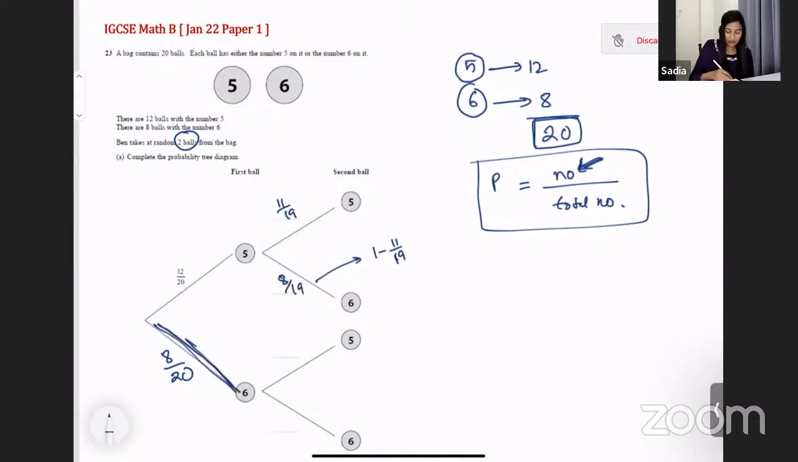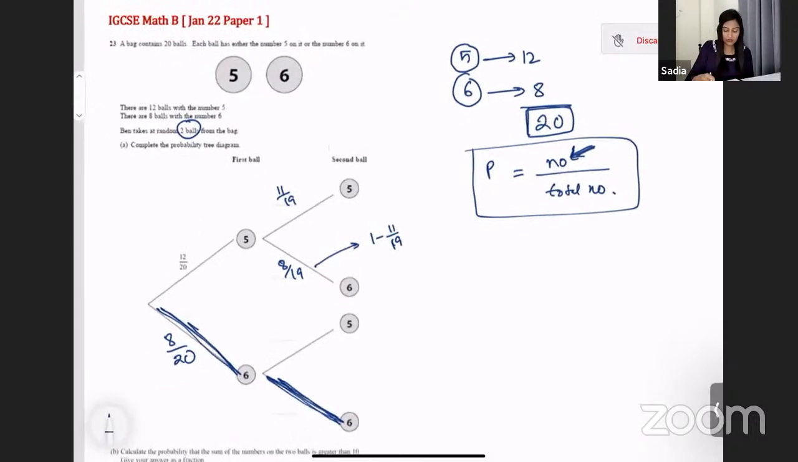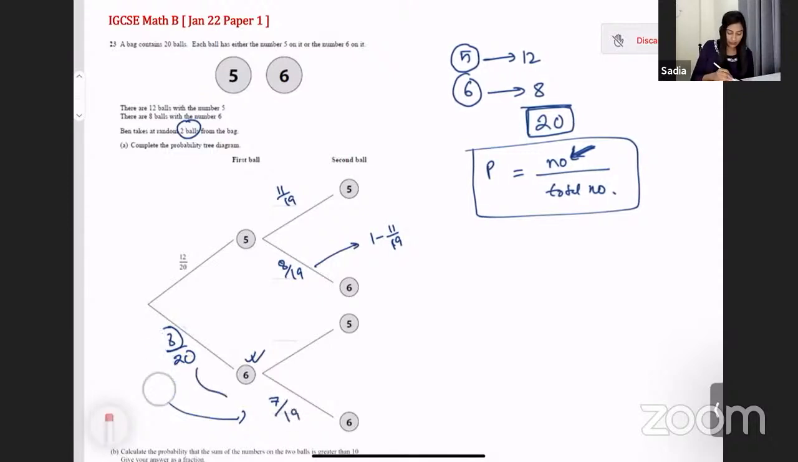Similarly, if the first one is 6, and we need to find the probability for the second one to be 6, we just need to check the number of balls that are labeled 6. Initially it was 8. Now that we have already removed 1, it will be 7, divided by the total, which will also decrease, 7 by 19.